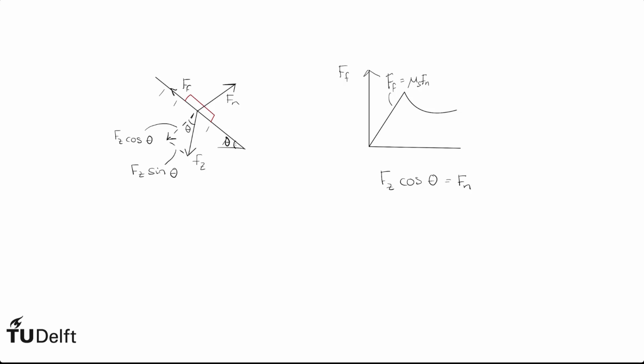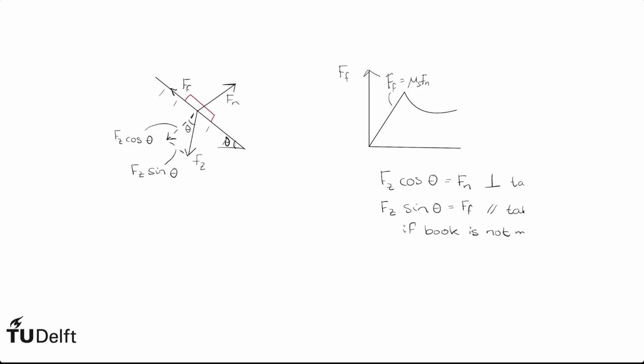We also have two forces along the horizontal direction. One pointing downwards, one pointing upwards, and if the book is not moving, these two also better be equal to each other. And so we have that Fz times the sine of theta equals the friction force. So this is perpendicular to the table and parallel to the table, but under the condition that the book is not moving.